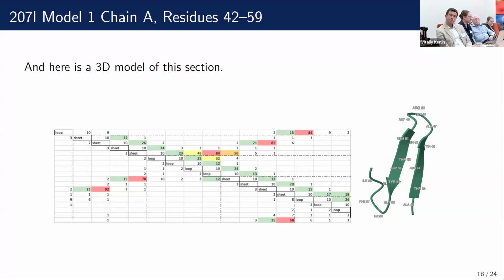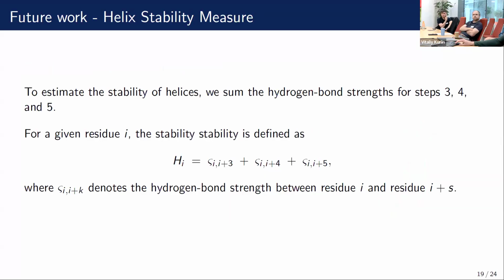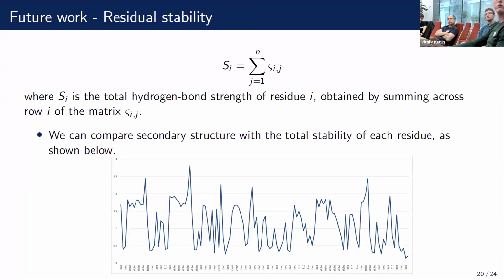And then future work, so that's what we're up to at the minute. We've produced the N by N files, which are pretty nice to look at. There's a lot of work to look into them. You can start to estimate the stability of a helix by summing the bond strengths between the step 3, 4, and 5 strengths, which is the i and i plus 3, 4, and 5 diagonal entries. That could be something, but that's not yet been looked into.